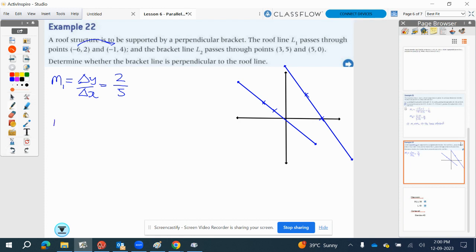So let's try the second one. We'll do the change in y with the change in x again. So let's go from this one to this one. How much do the y values change? We go from 5 to 0, that's -5. How much do the x values change? By 2.